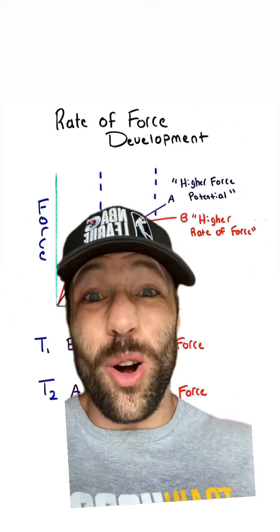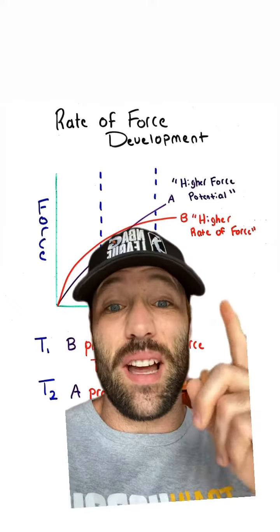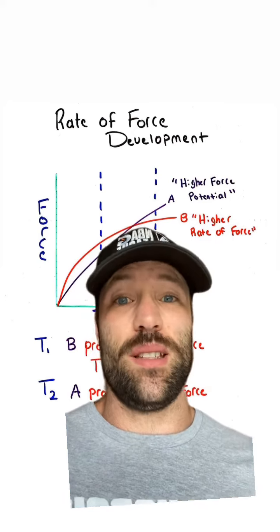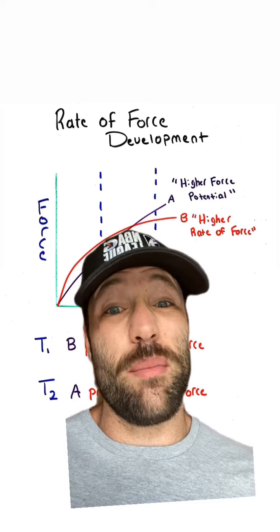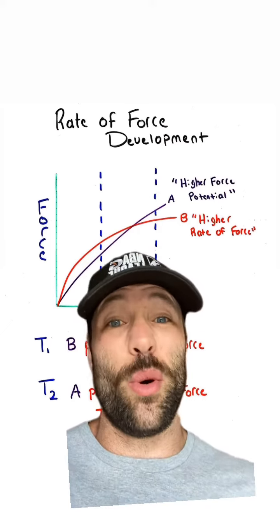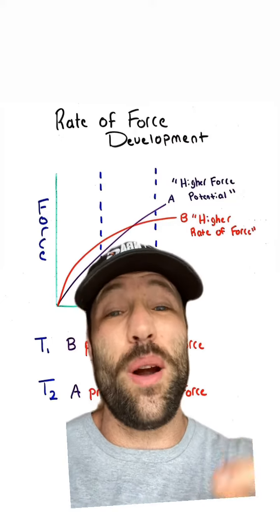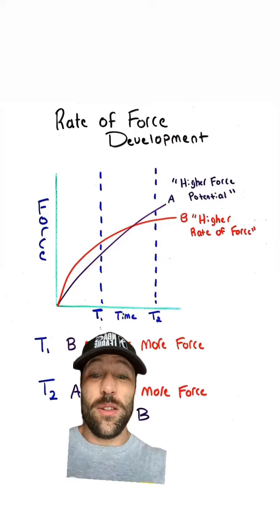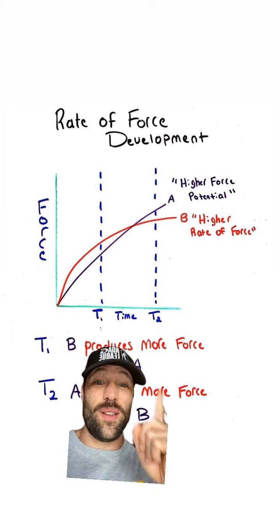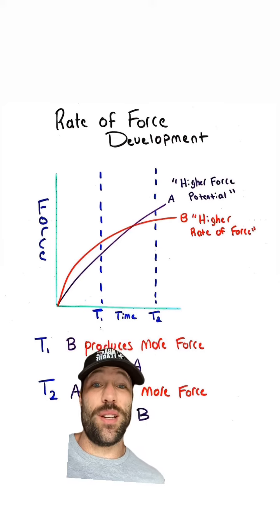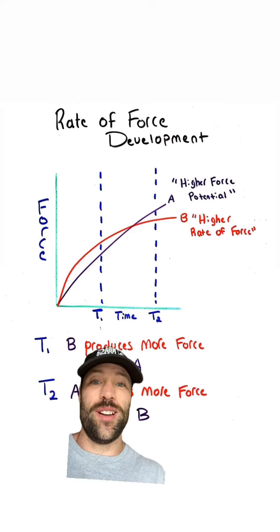So, who is stronger? Well, at time period 2, athlete A is. But at time period 1, athlete B is. And if you play a sport that requires force to be produced in a really quick period of time, you might be really good at producing force at later time periods, but you gotta make sure you're good at producing force really quickly as well. So if in theory, a sport was played at time period 1, that was the amount of time you had to produce force, even though athlete A has a higher force potential, athlete B will actually express more force and be stronger during that time period.